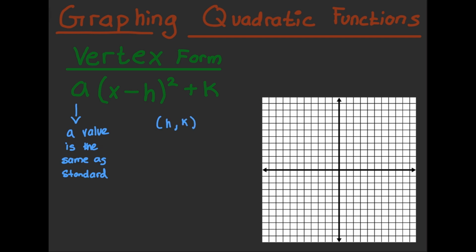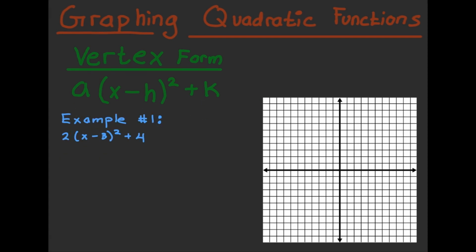videos. To find the vertex of your equation, you simply have to take the h value and the k value. H comma k will be your vertex. Let's start off with an example.